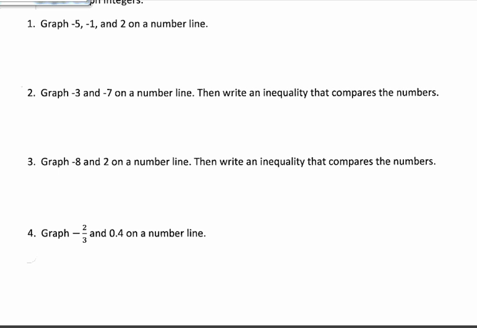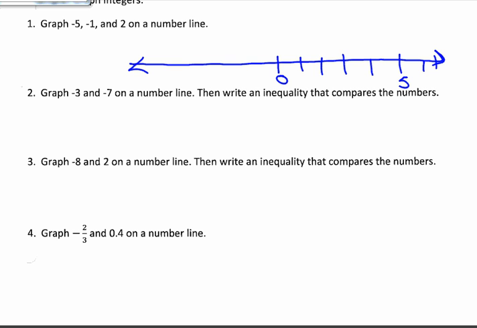Number 1 wants us to graph negative 5, negative 1, and 2 on a number line. So here's my number line. Put 0 in the middle. You could mark every one, but I'm okay with you marking just every 5th one, that way I can see what your scale is. First it wants us to mark the number negative 5. So I'm going to start at 0 and count over. Negative 1, negative 2, negative 3, negative 4, negative 5. So my dot is going to go here at negative 5.